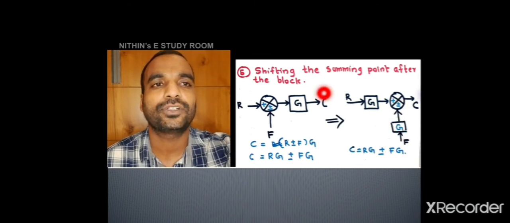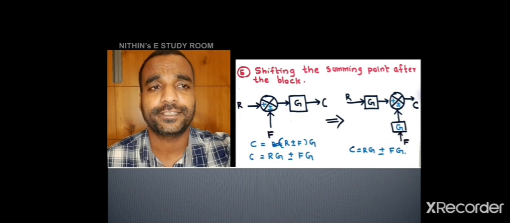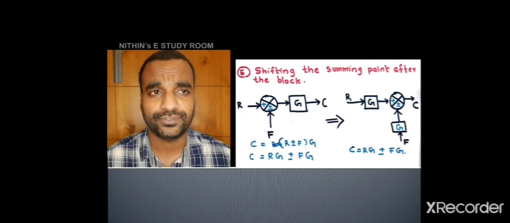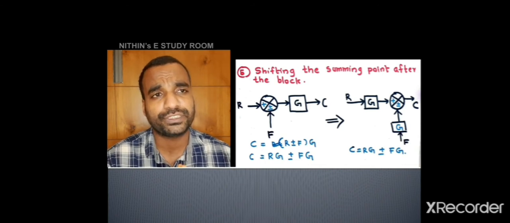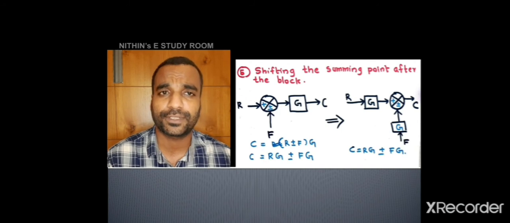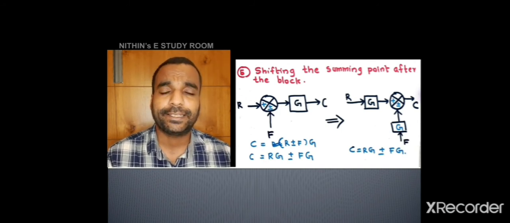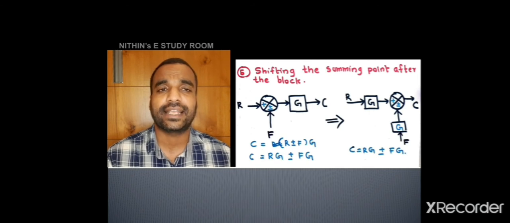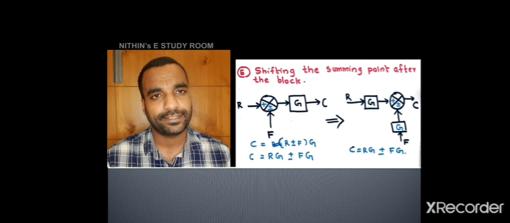But what is the actual output you want to get? Rg plus Fg. So you have to add a G here also. Now you can see the output C is equal to Rg plus or minus Fg. So simply, if you want to shift the summer block after a particular G block, then you have to multiply the summing signal F with the G. Is it clear?